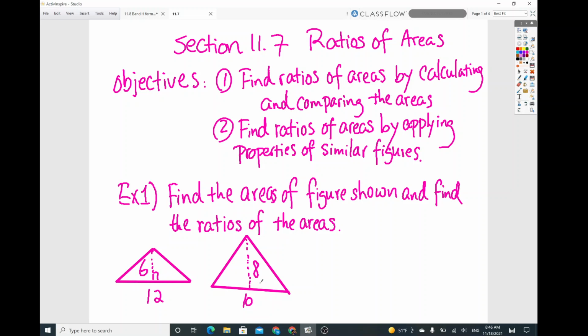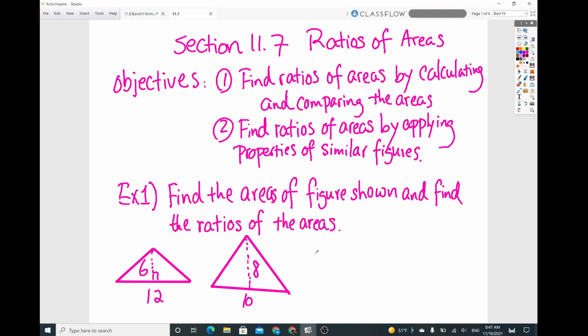As you can see, these two triangles are not similar, because they have different side lengths right here, and also a different ratio set. 6 over 8, if we divide it by 2, would be 3 over 4. And the other one, 12 over 10, the ratio would be completely different. So they're not considered similar triangles.